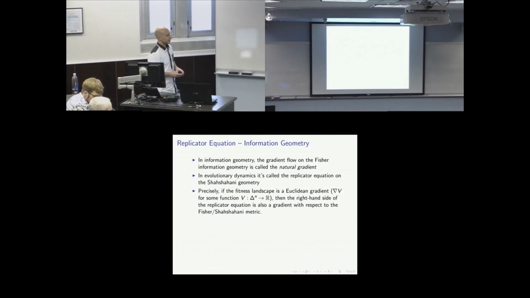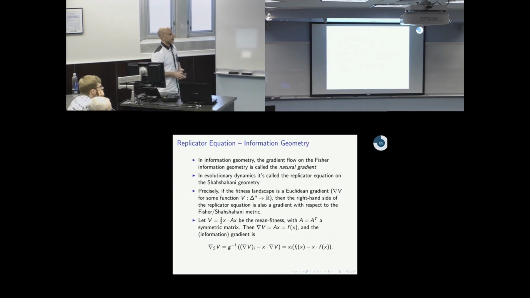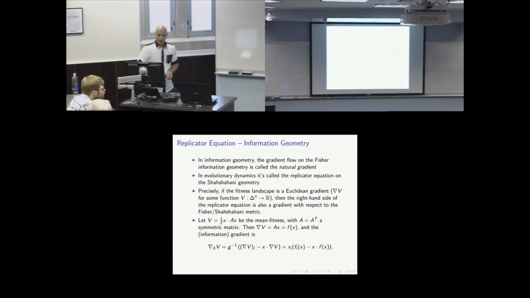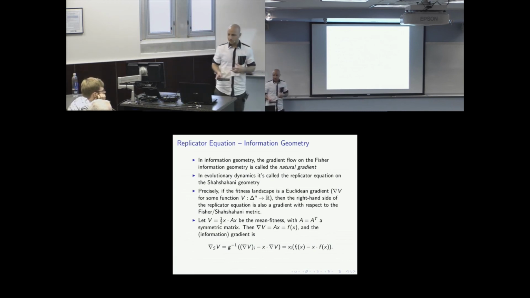So I want to make this statement a little bit more precise. If our fitness landscape is a Euclidean gradient, then the right-hand side of the replicator equation is a gradient with respect to the Shahshahani metric that I just told you about. And this only works in the case where the matrix is symmetric. You basically take the mean fitness, and when you take the Euclidean derivative of the mean fitness, you get back the fitness landscape. Then in Riemannian geometry, there's a formula for what the gradient looks like given a metric, and it reduces to the replicator equation. So this captures the idea that we like to think there is some kind of optimality to evolutionary processes. This doesn't prove that it necessarily always attains the maximum mean fitness, for instance, but it does capture this idea of efficiency.